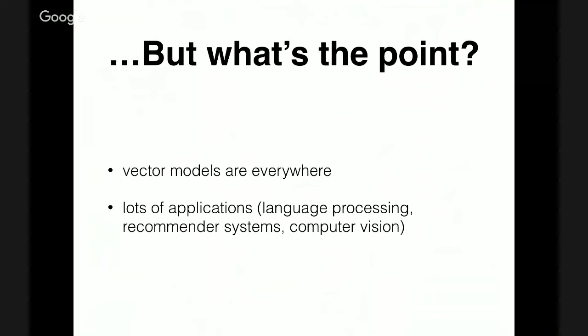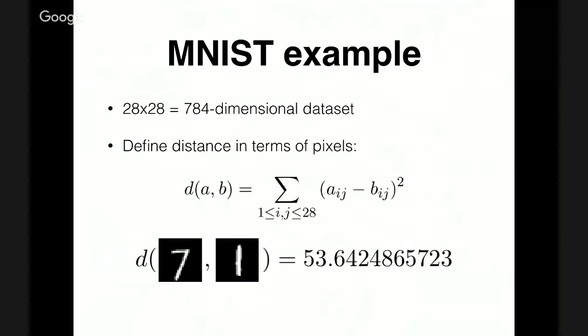Okay, so here's an example. Very basic, very classic machine learning data set, the classic MNIST digit data set. MNIST is a data set of, I think, 100,000 digits, and they're all pixels. One way you can take these pictures and make them into vectors is to take the bitmaps and flatten them into 784-dimensional vectors, right? And then you can define a distance function between these digits by just looking at, pixel by pixel, what's the distance?